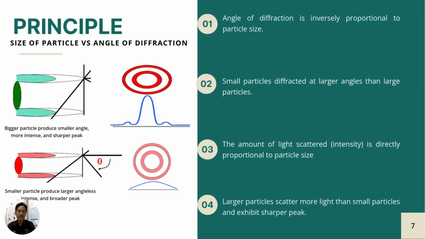There is a relationship between the size of the particle and the angle of its diffraction. Angle of diffraction is inversely proportional to particle size. Small particles will diffract at a larger angle than large particles. The amount of light scattered, or the intensity, is directly proportional to the particle size. Larger particles scatter more light than small particles and will exhibit a sharper peak.